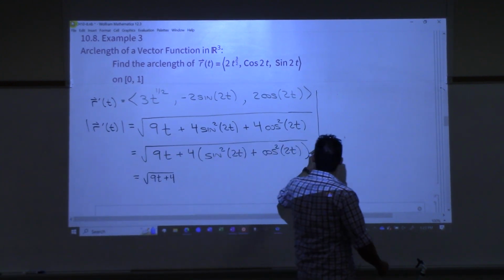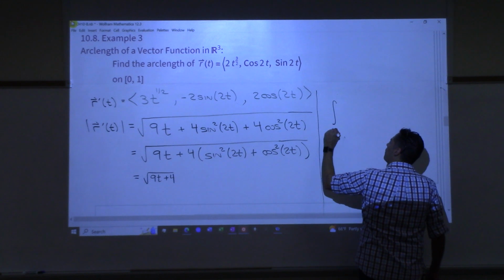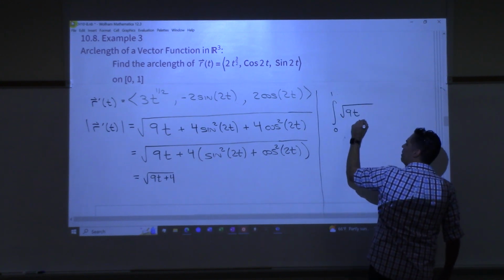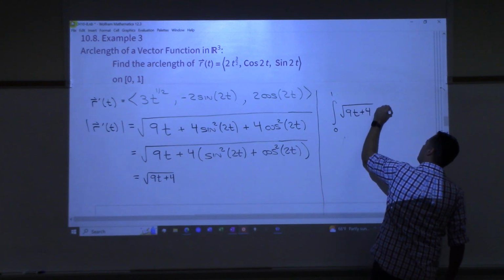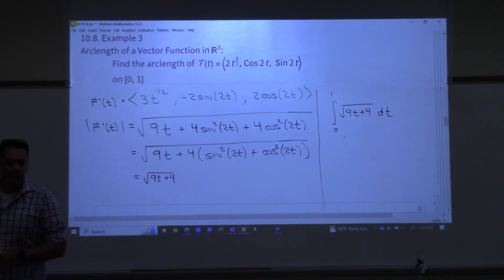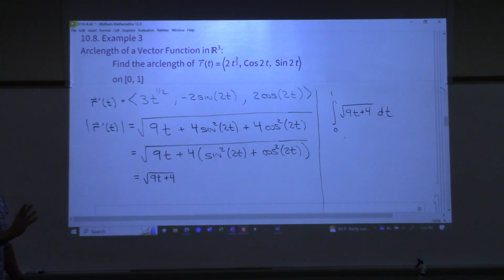I'm going from 0 to 1 of the square root of 9t plus 4 dt. There are different ways people could do this. I don't need any special thing here, right? No integration by parts, no trigonometric substitution. This is probably just a basic u substitution, if you're going to do anything.